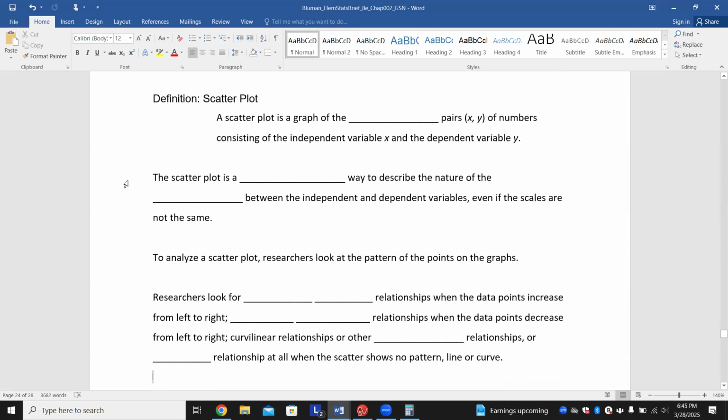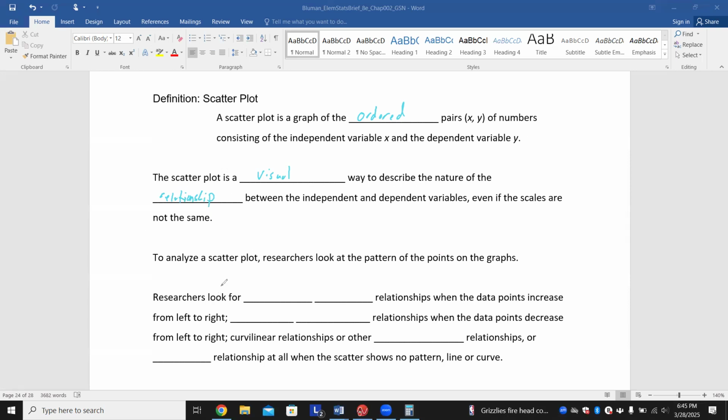So the definition of a scatter plot is a graph of the ordered pairs (x, y) of numbers consisting of the independent variable x and the dependent variable y. The scatter plot is a visual way to describe the nature of the relationship between the independent and dependent variables, even if the scales are not the same. To analyze a scatter plot, researchers look at the pattern of the points on the graph.